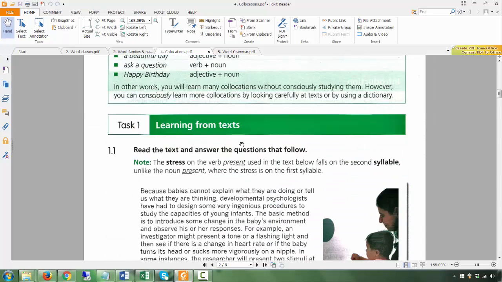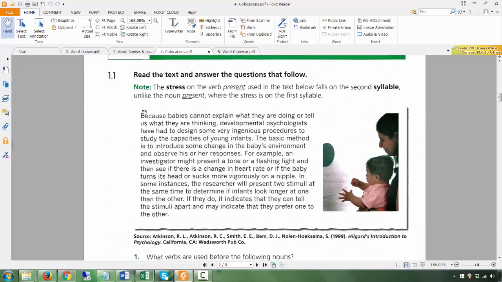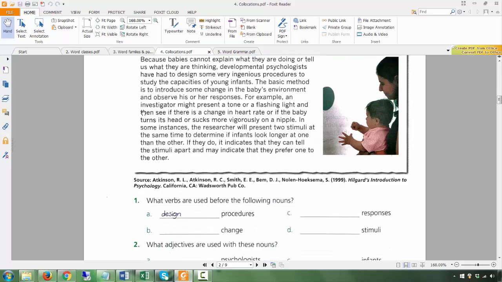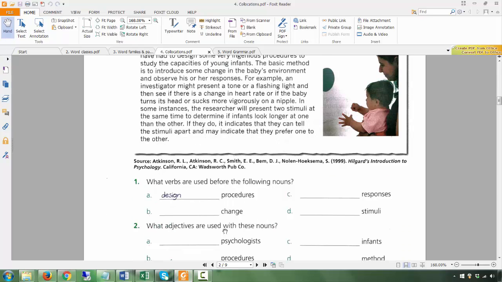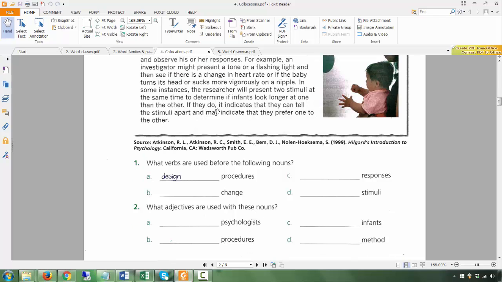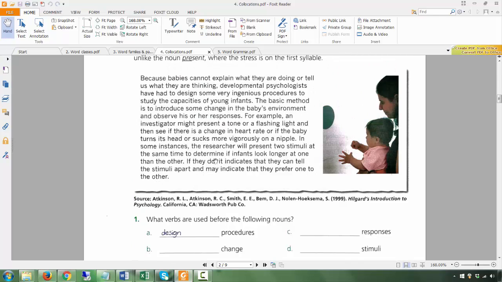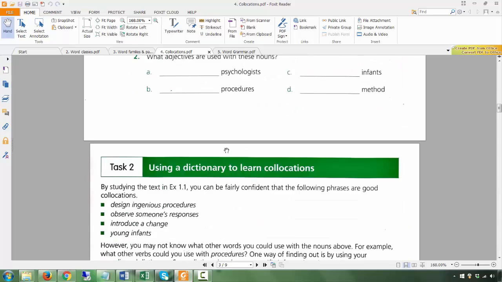So read through all this, and we'll start from here. The activity is to look through this whole paragraph, and for this noun, what verb is used? For this word change, what verb comes before? All right. This is just an observation task for you to notice what words go together. And for this, what adjectives go before these nouns. Okay, very simple, right? You just study this paragraph properly.